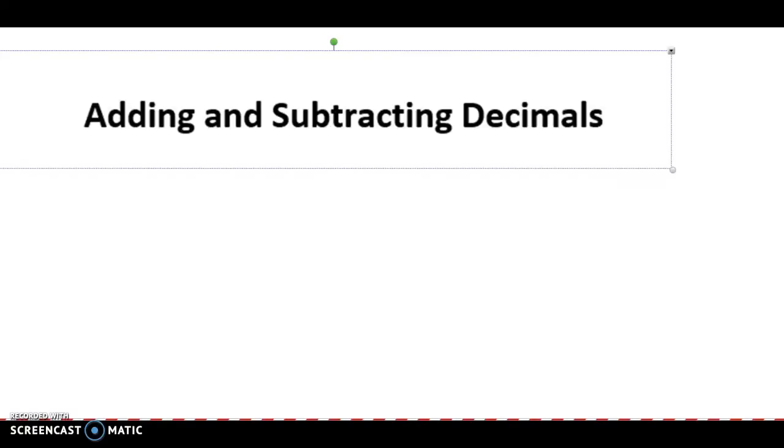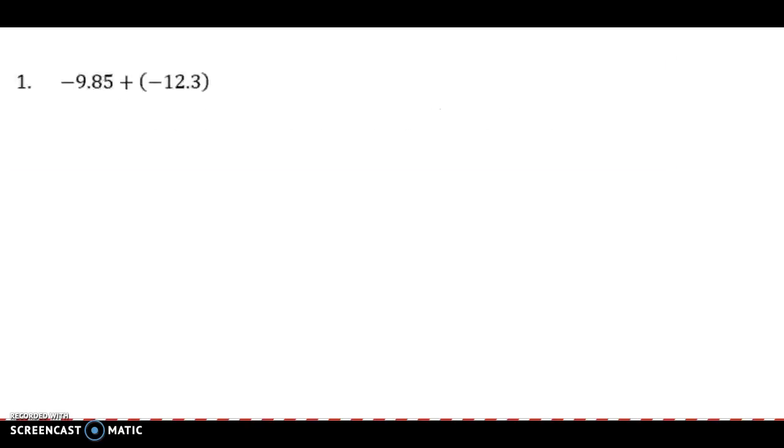We're going to add and subtract decimals today, including positive and negative decimals. Okay, so our first example, negative 9.85 plus negative 12.3. We're adding, same signs, add and keep. So we're going to add them together, keep the sign.